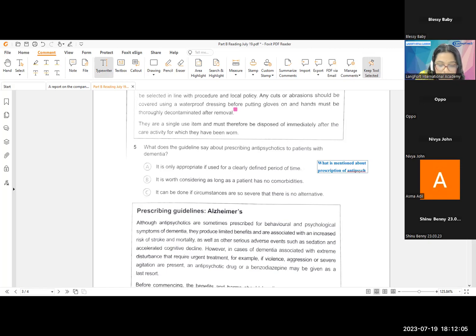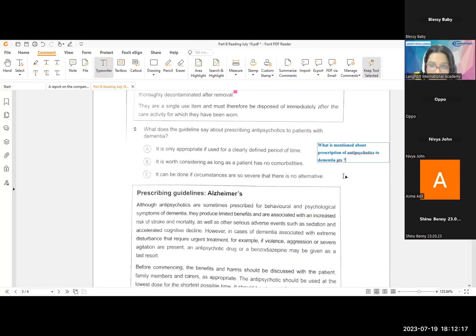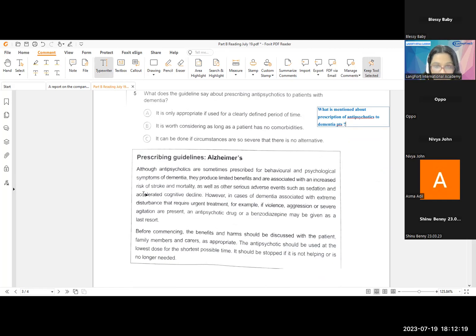What exactly have they said in the guideline about prescribing antipsychotics to dementia patients? So all of you take 55 seconds, go through the extract. Do not look at the options, go through the extract.